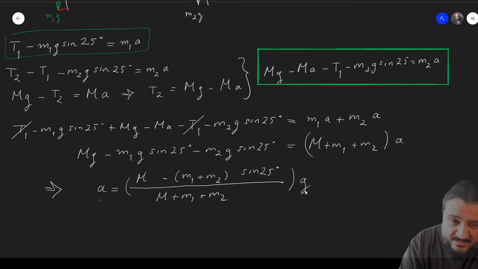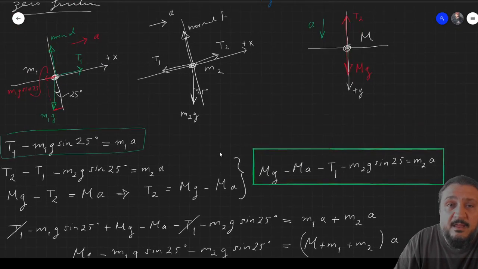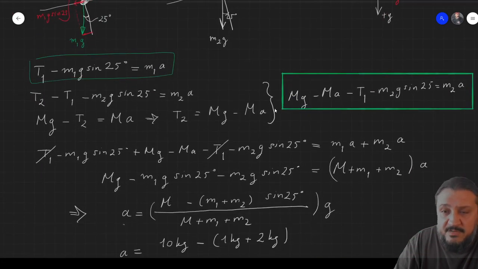Now we can plug in the numbers. So A will be, okay, M was 10 kilograms minus M1 was what, 1, right? 1 kilogram plus 2 kilograms. Let's double check these. 1 kilogram and 2 kilograms, okay, good.